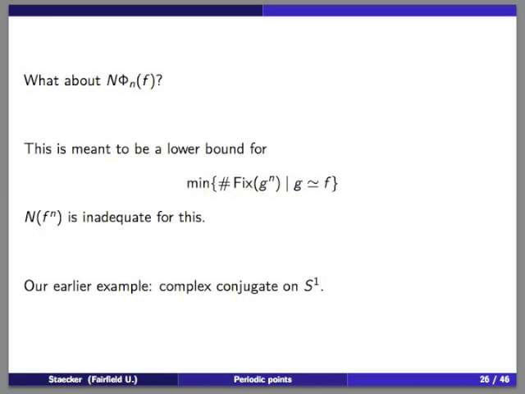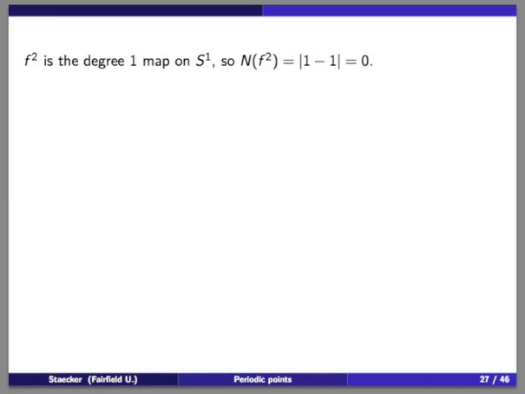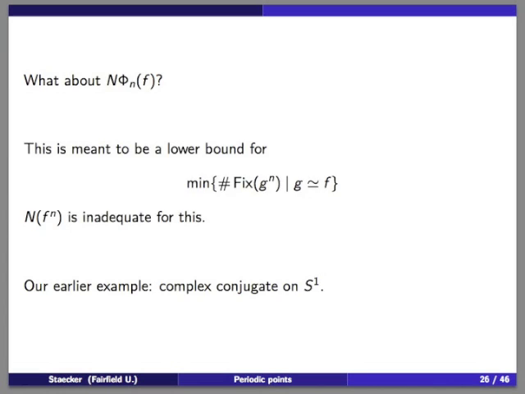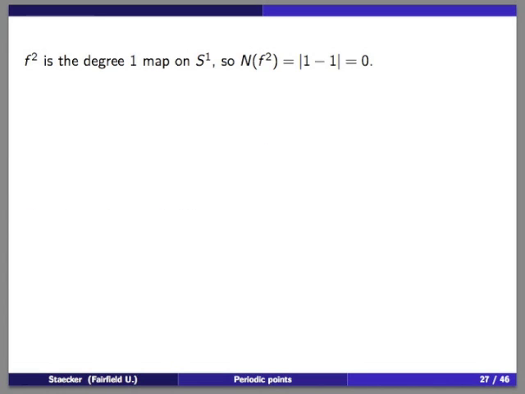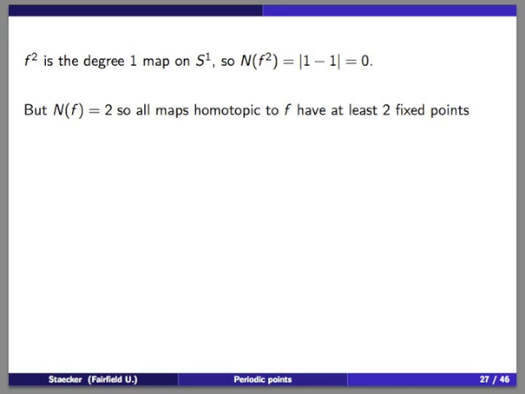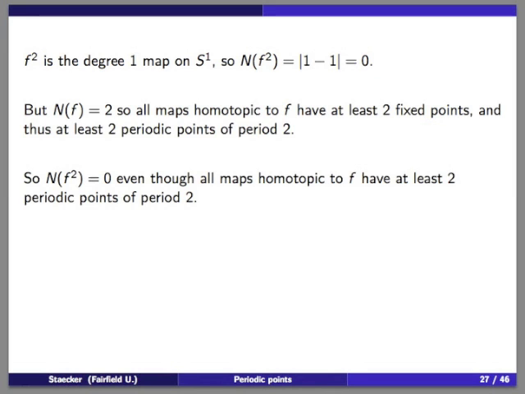The example was a complex conjugation on S1. Right. So the second iteration is the identity, so the Nielsen number was 0. But the Nielsen number of the first iteration is 2, and so all maps homotopic to F have 2 fixed points, and so 2 periodic points. I said this already.